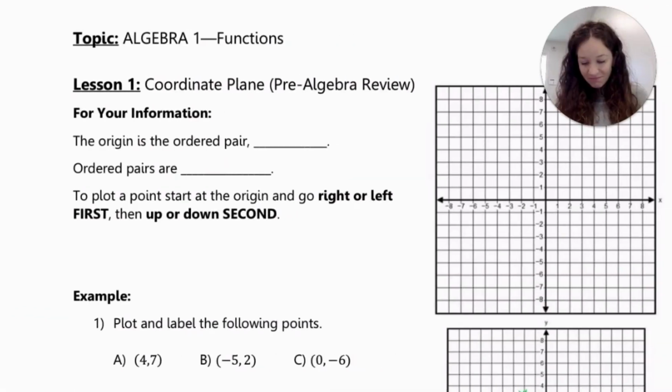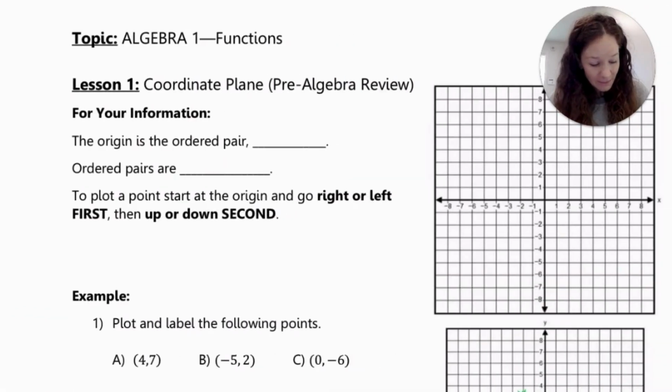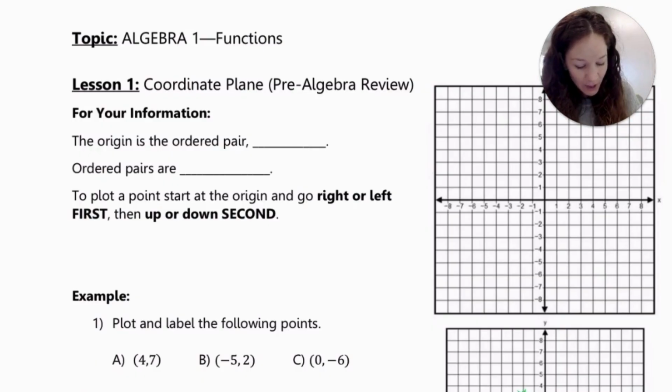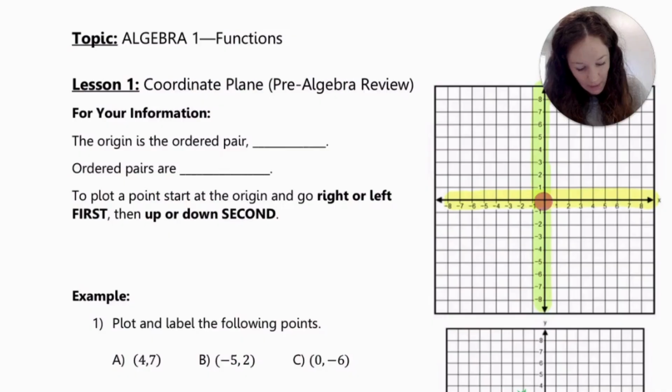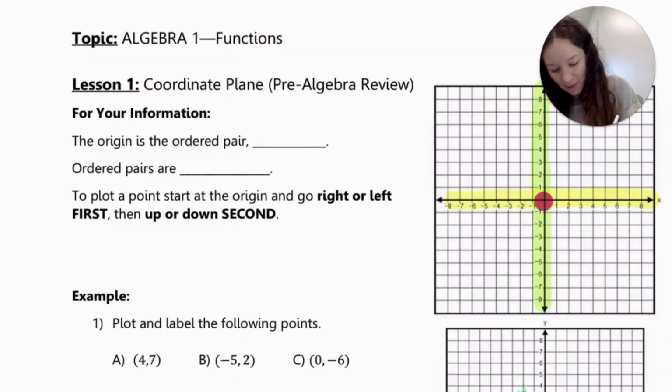Let's get started. Just a friendly reminder that we have the origin of every graph. I'm going to quickly highlight something for you. What I'm highlighting now is our x-axis, and then what I'm going to highlight next is our y-axis. And where those two things intersect, that yellow and that green, they intersect at something called the origin. And that's the ordered pair 0, 0.